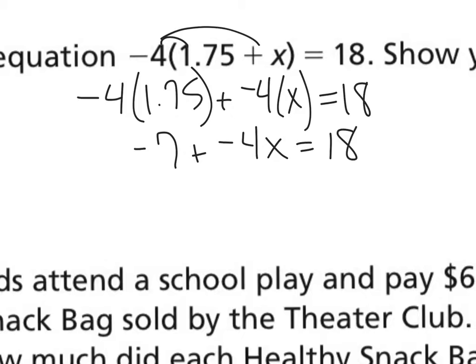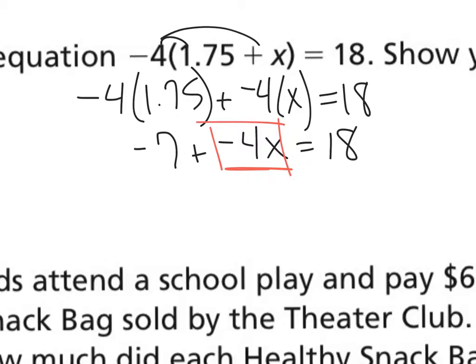Basically at this point, we're trying to get that -4x by itself. We're trying to isolate that variable. Means we're trying to get rid of that -7. So a couple ways we can think about opposite operation, or we can think about what do I have to do to get rid of a -7.